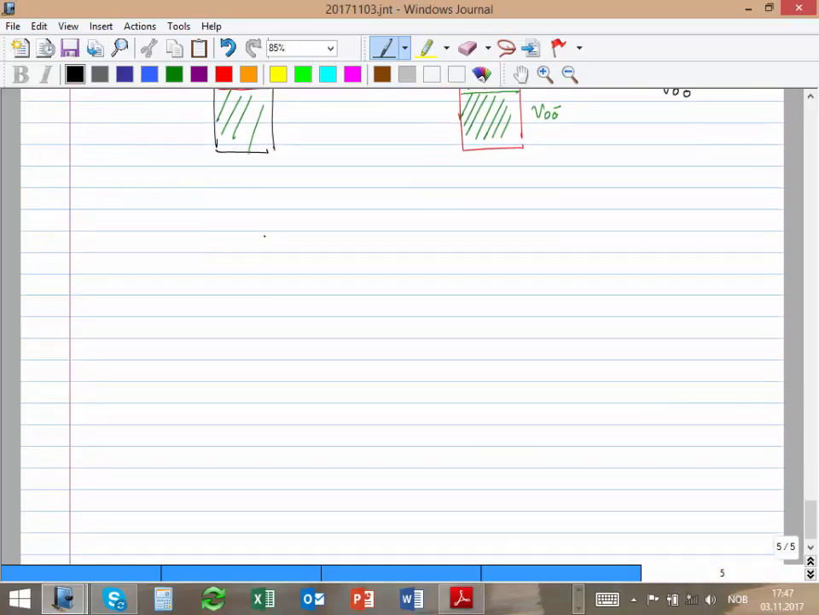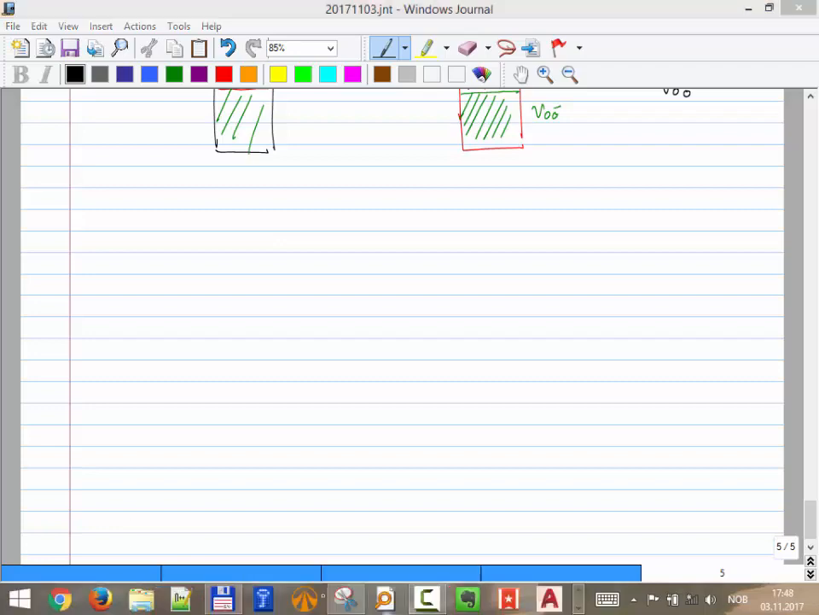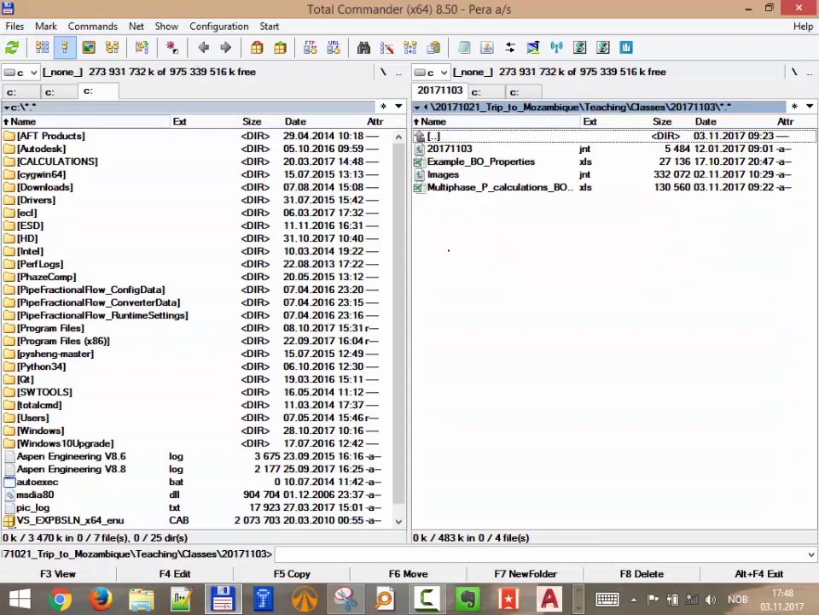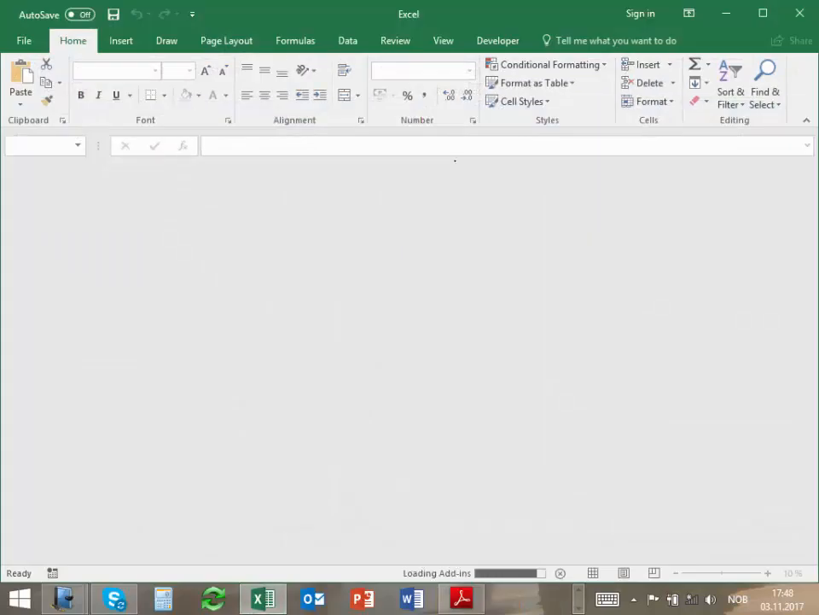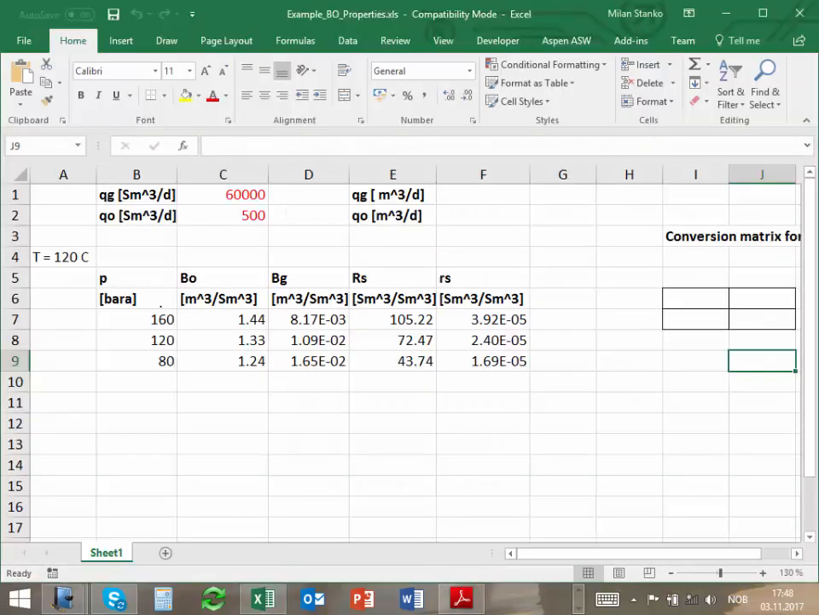Okay, so now that we have this, I will give you an exercise, and you can open it. It's called example BO properties. This is how we usually give black oil properties. For a fixed temperature, we give pressure and all the black oil properties. So I want you to calculate.